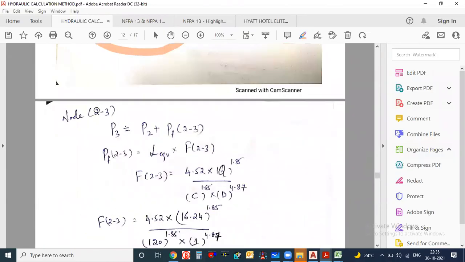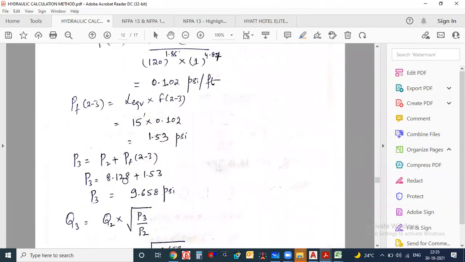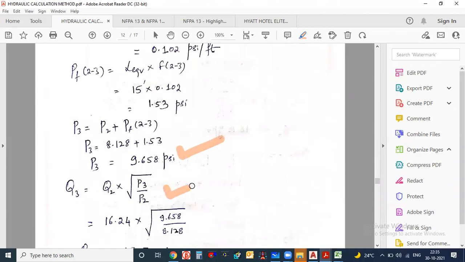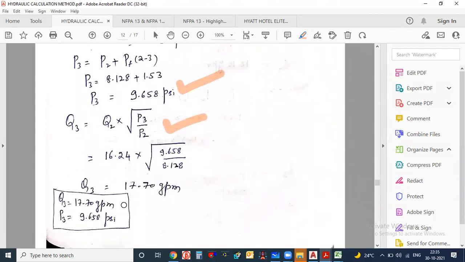If you go to the node 2 to 3, next you have to take the consecutive value. Like previously we have taken P1 value here, now we will take P2 value here. And here also we will take PF2 to 3. Same pattern you have to do the calculation. And you will get P3 value, Q3 value. Remember, you will observe that Q3 and P3 values are going on a higher side.